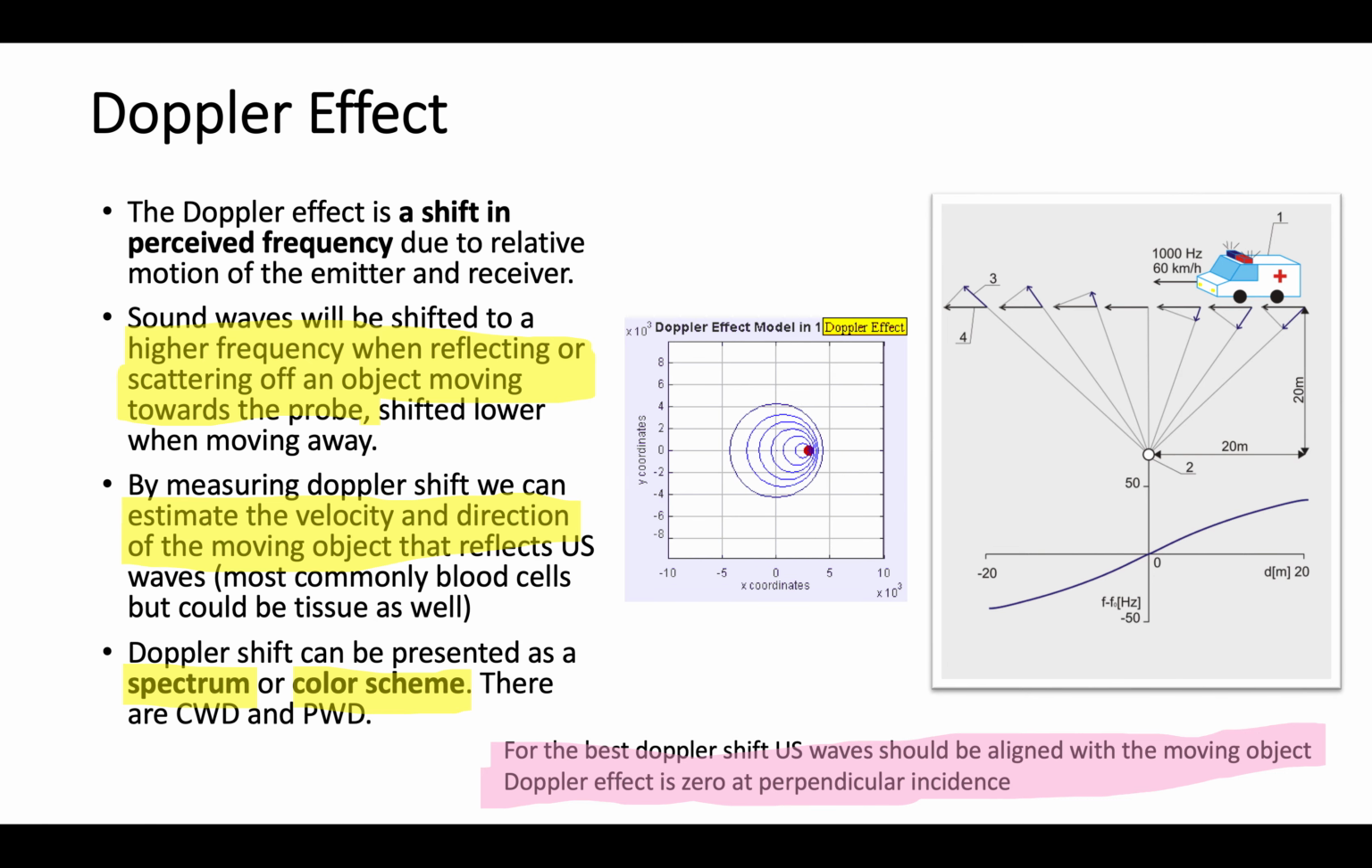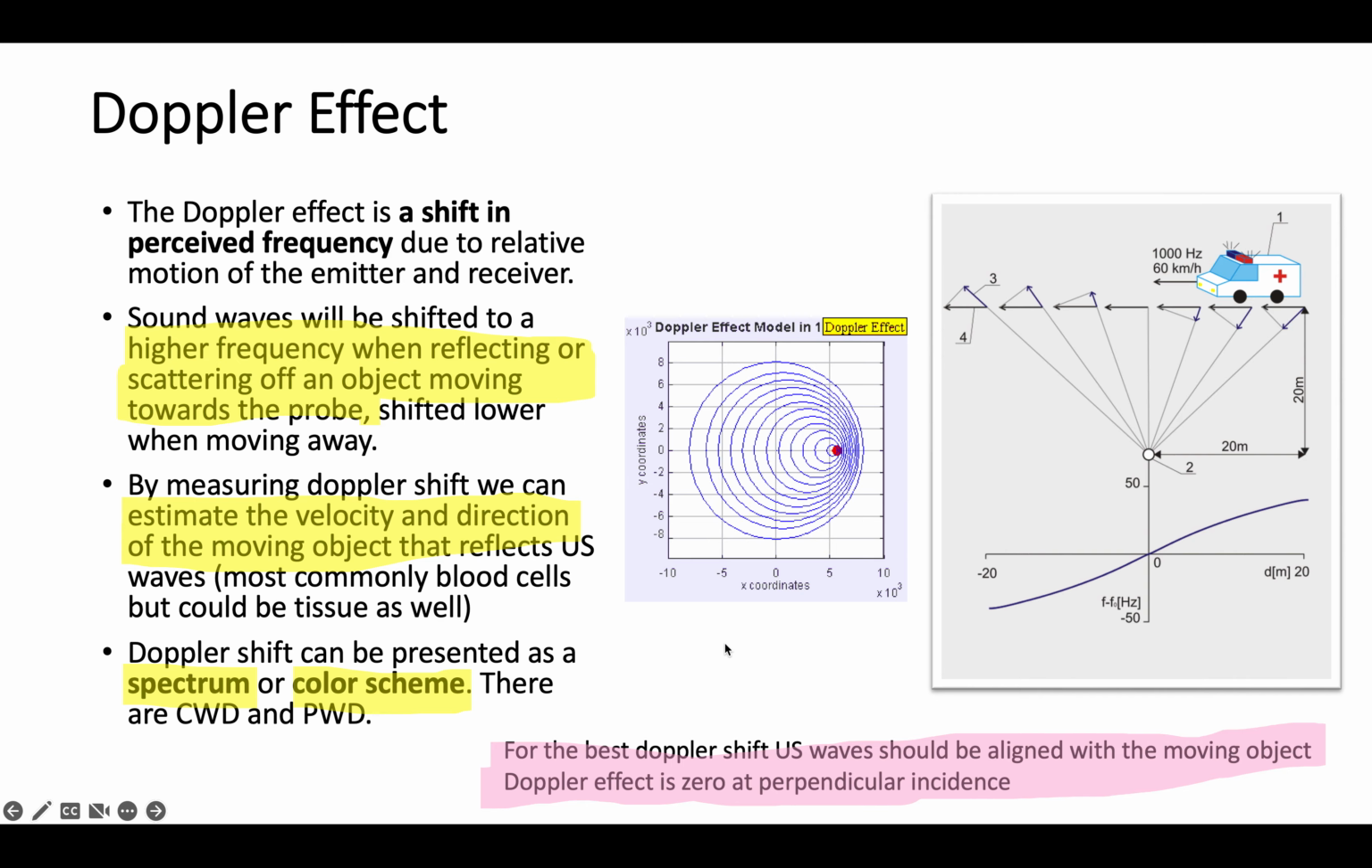And as I said before, it will be shifted to higher frequency when sound is reflected from objects that are moving toward us, and it will be shifted to lower frequency when it's reflected from objects that are moving away from us. By measuring the Doppler shift, we can estimate both velocity and direction of a moving object. And this Doppler shift can be presented on the ultrasound machine either through a spectrum or color scheme.